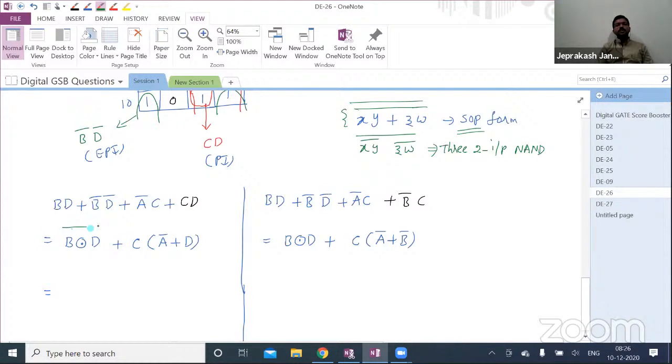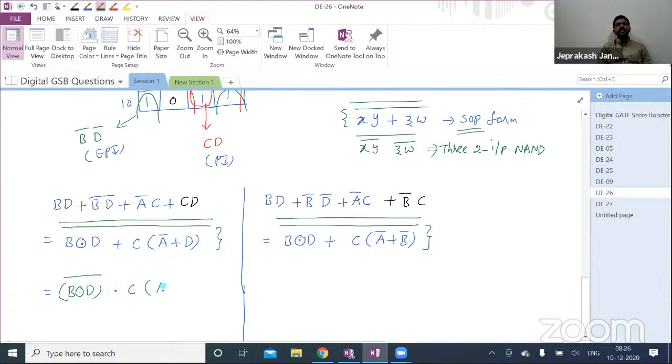So I will apply two times complement. This is also SOP form. You can apply two times complement. For the inner complement, use De Morgan's law, right? So B exclusive OR D complement and C into A bar plus D complement, and you are having the external complement as it is. Similarly here, B exclusive OR D complement and C into A bar plus B bar.